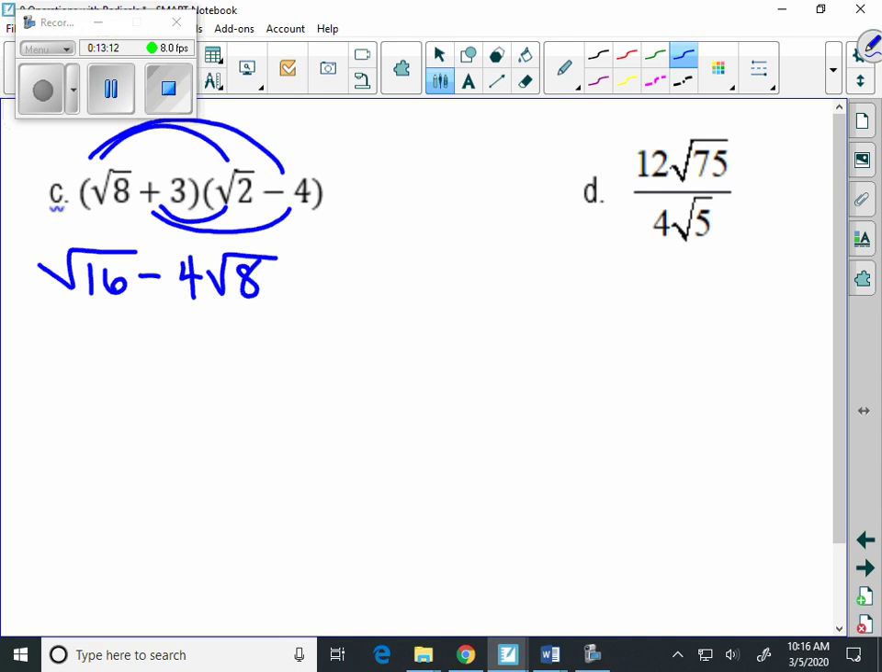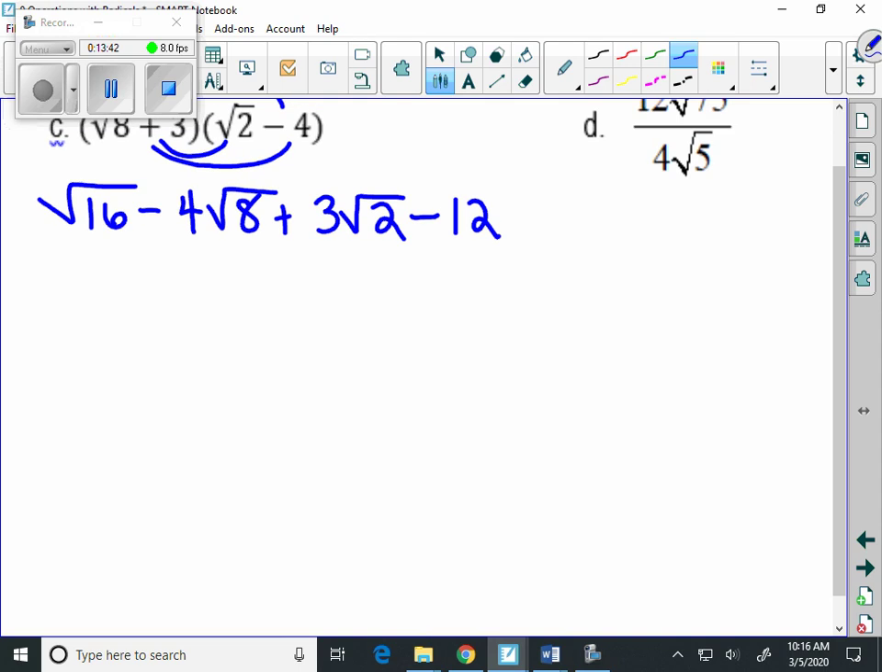The next part, 3 times the square root of 2. Same idea. No radical, it stays outside of a radical. And then we've got the square root. And then the last, 3 times 4 is 12. In fact, it's positive 3 times negative 4, which is negative 12. And now we can go from there. But we need to simplify. Wherever we can simplify, we need to simplify. We need to look for like terms. But hopefully on this first step here, you know that the square root of 16 is 4.